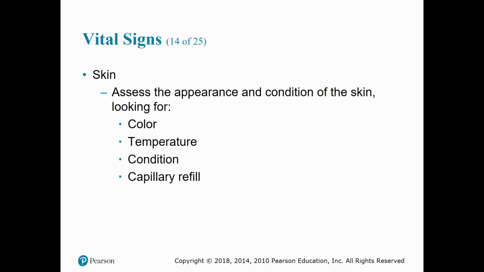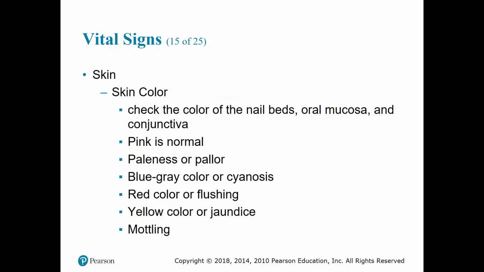Next, at the same time as checking the pulse, you can also assess the skin and determine its appearance and condition, looking for the color, temperature, condition, as well as capillary refill. With skin color, you want to check for paleness or pallor. This would be a sign of extreme vasoconstriction, blood loss, or both. It may indicate shock, a patient who's having a heart attack, fainted, or emotional distress.